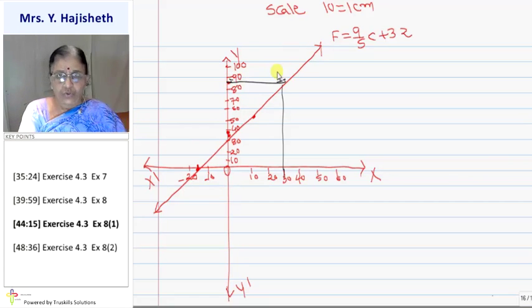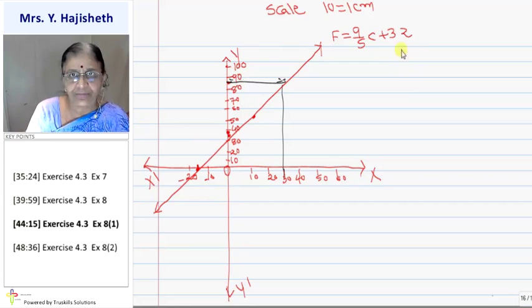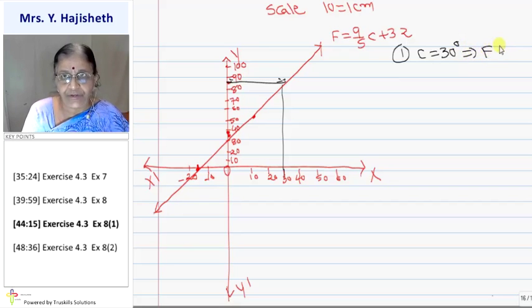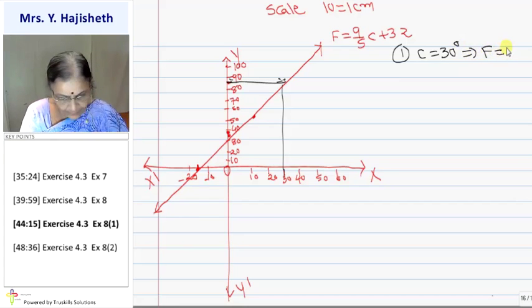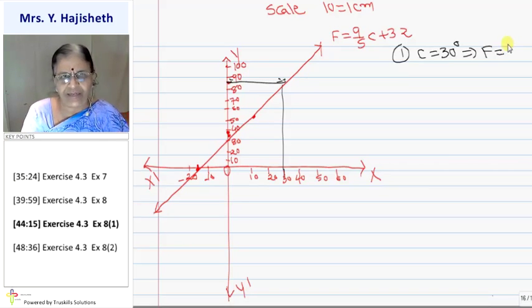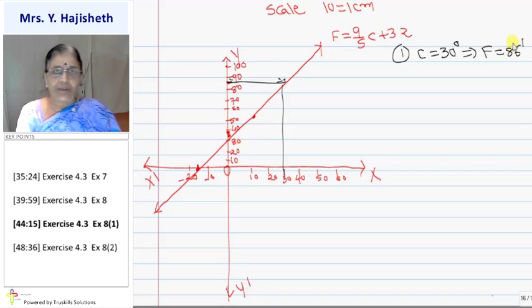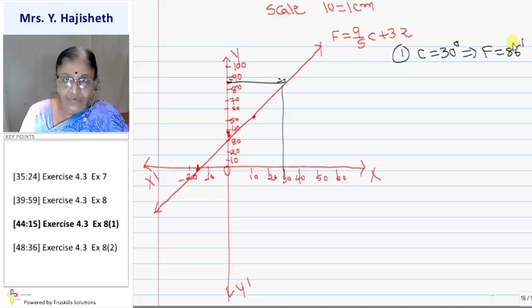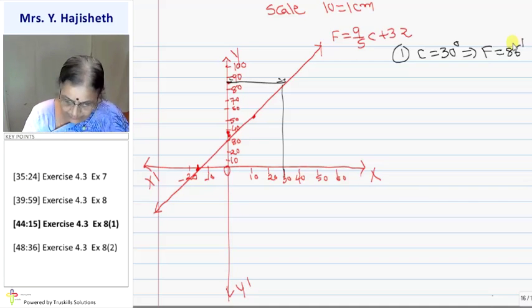Okay, so what is the answer to your question? C is 30 degrees implies F is what? 82. It's 82, no? Yeah, it's exactly 86. Not 82, it's 86. Okay, it's above 80 and more than halfway to 90.